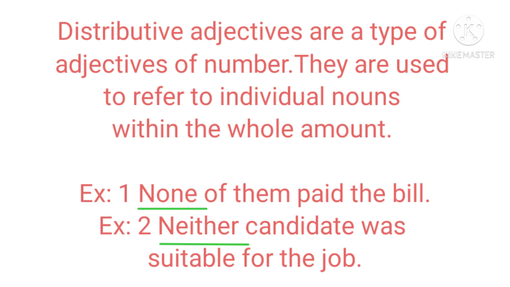Okay, which refers to the individual nouns within the whole amount. Like neither candidate was suitable for the job. So here neither and everybody, etc. are called the distributive adjectives.